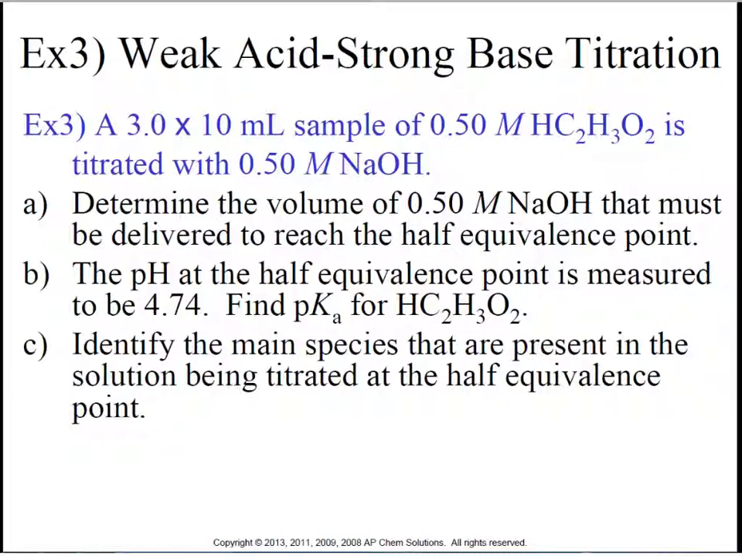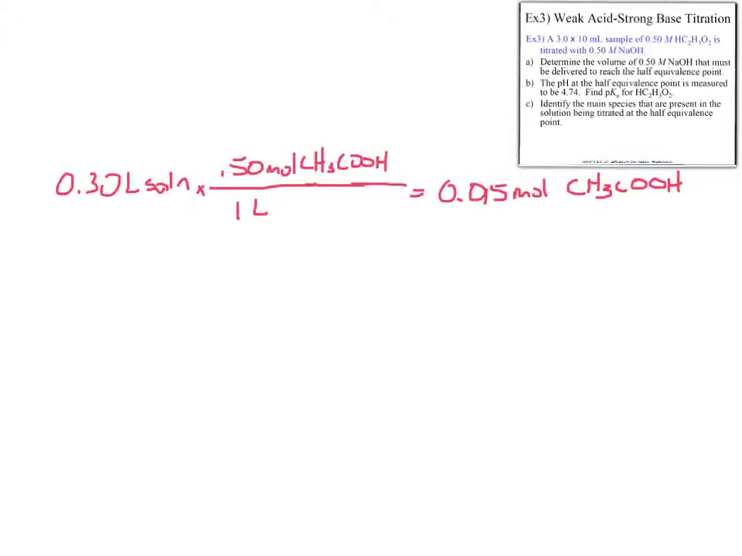And then we're going to identify the main species that are present in the solution after it's been titrated to the half equivalence point. The first thing we need to do is find out how many moles there were in our sample initially, so in our acetic acid. You'll notice here that I didn't write 0.5 molar concentration of H+. I wrote 0.5 molar acetic acid because this is a weak acid, which means it does not have 100% dissociation, which means what we are looking at here is the acetic acid as a whole. And so in the original sample, we would have 0.015 moles of acetic acid.